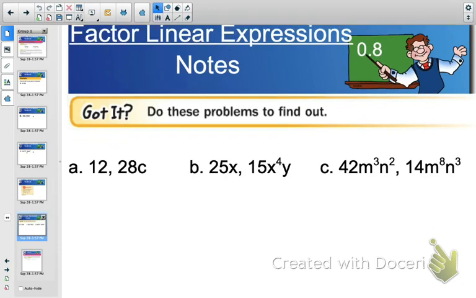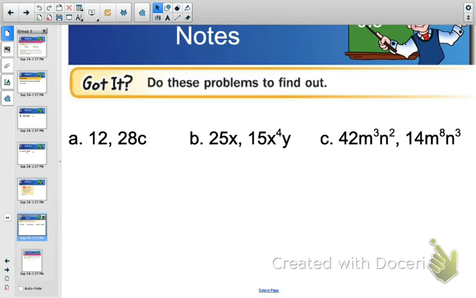All right, so I'm going to have you try these 3 problems. You're going to find the GCF of A, B, and C of all of these. Go ahead, pause this in 3, 2, 1, pause.